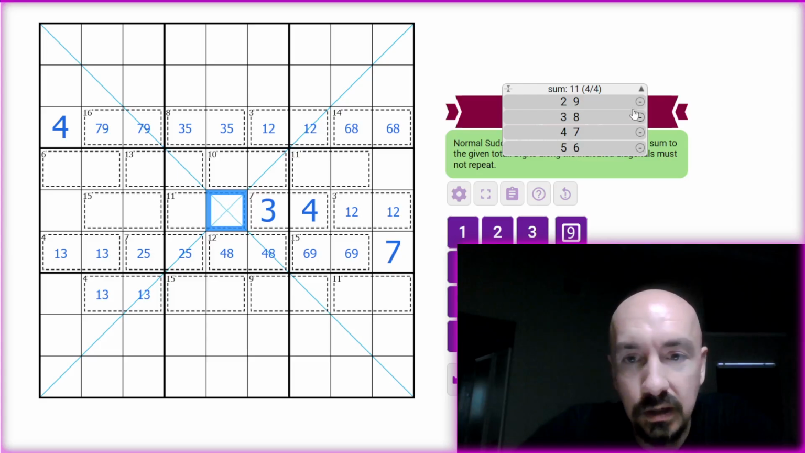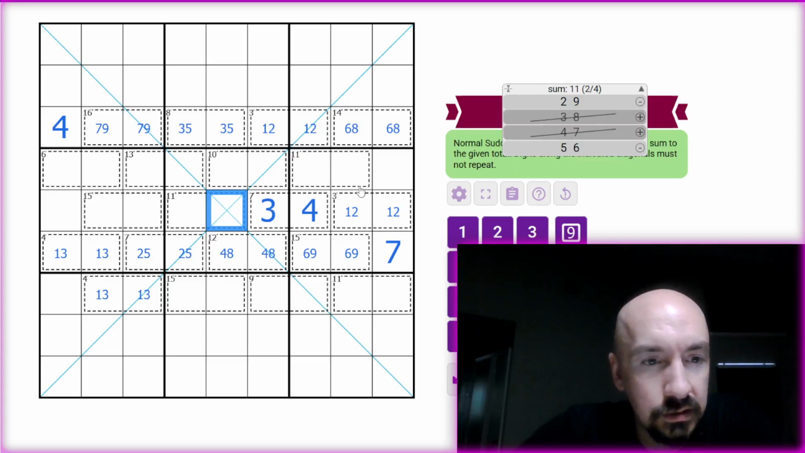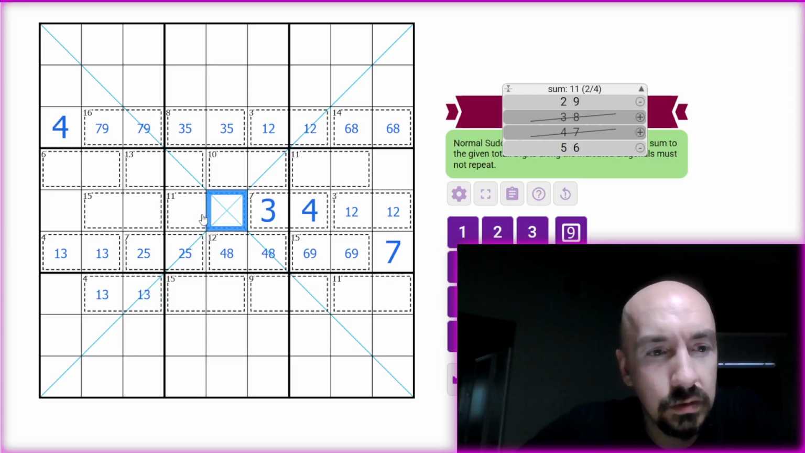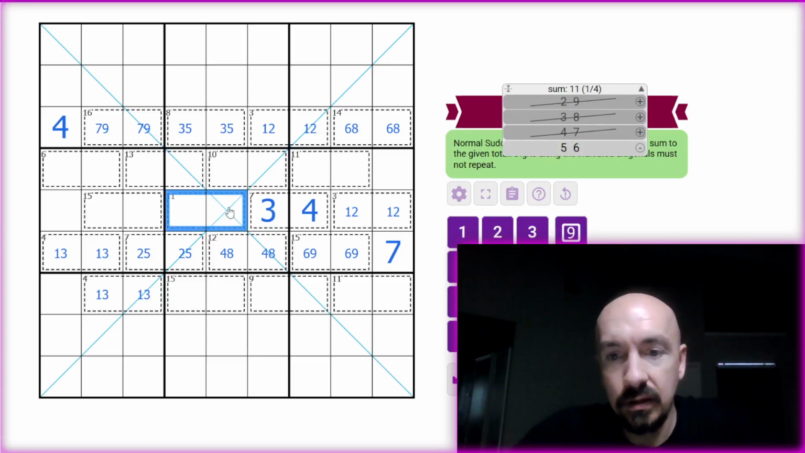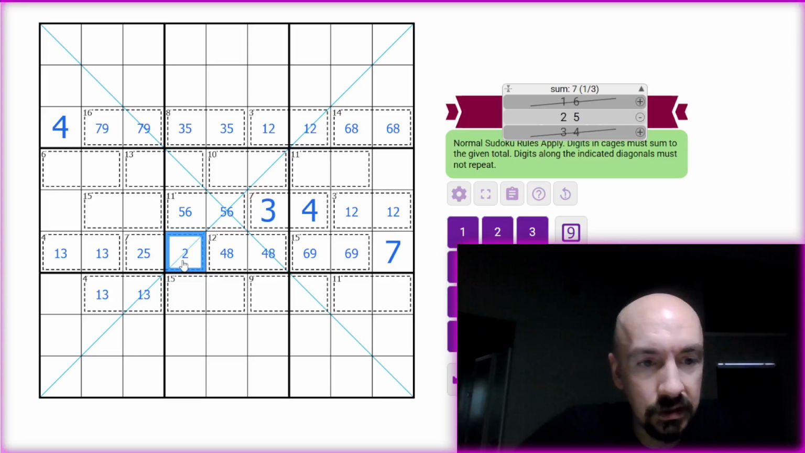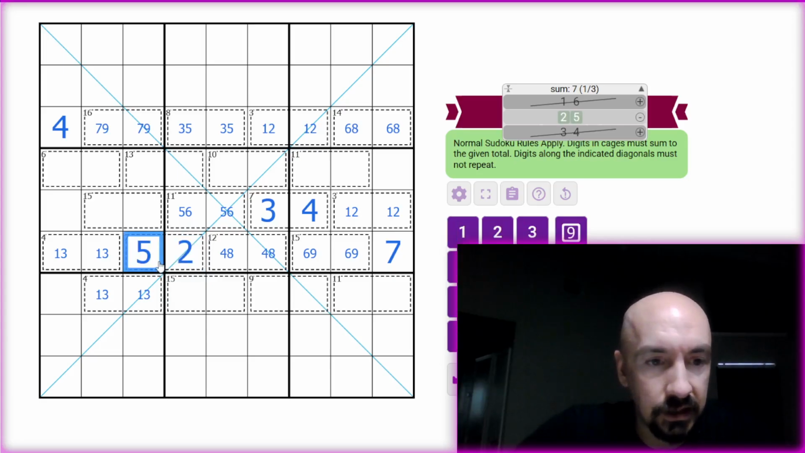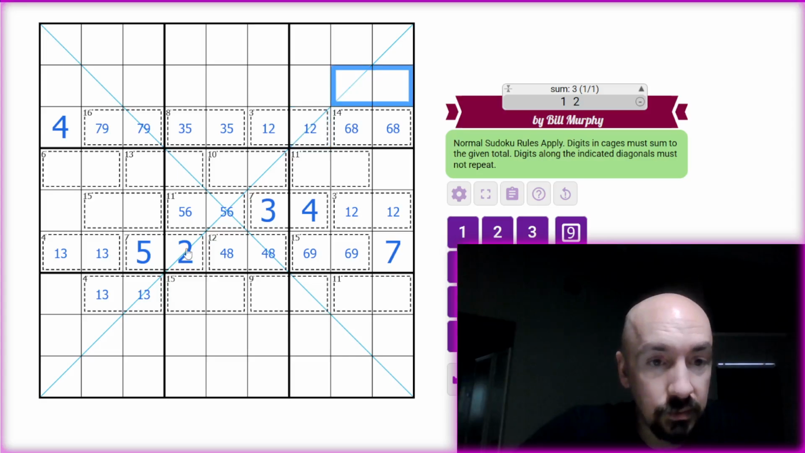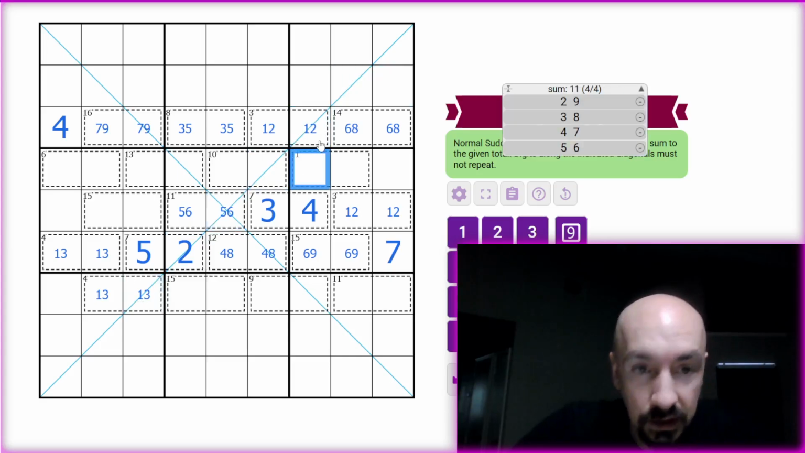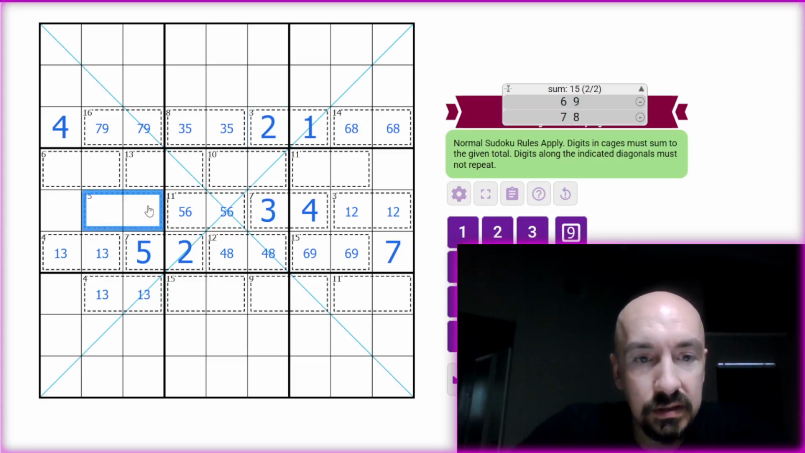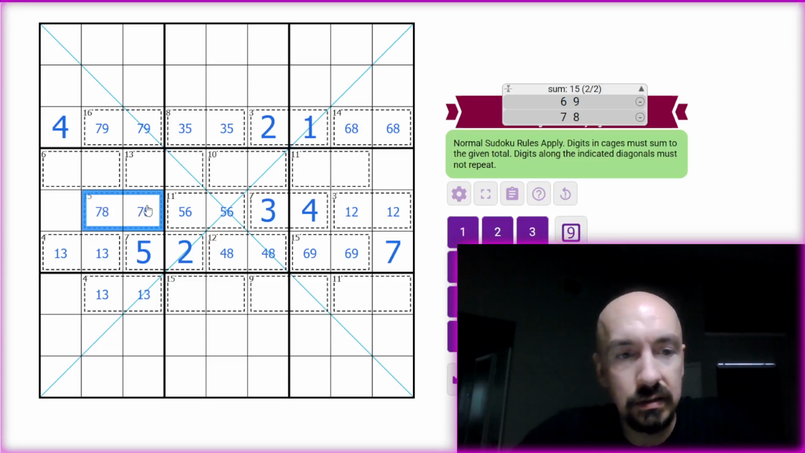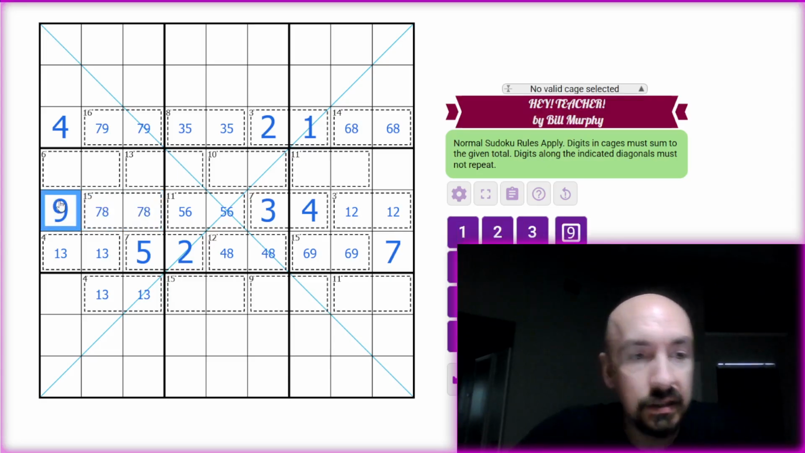This cannot have a 3 or 4 on it. 2, 9 or 5, 6. Okay. Oh, it can't be a 2, 9. So this is now a 5, 6. So then this can't be a 5. So this is a 2. That's a 5. So now this can't be a 2 because digits cannot repeat on a diagonal. So that's a 1. That's a 2. So what is this? So this is now going to be a 7, 8. Yes, it is. And then this is now a 9.